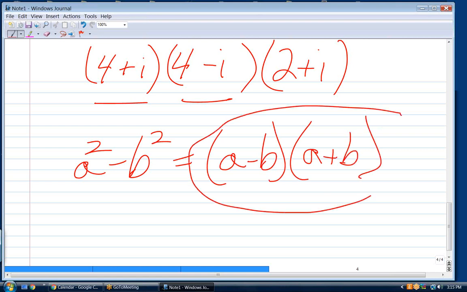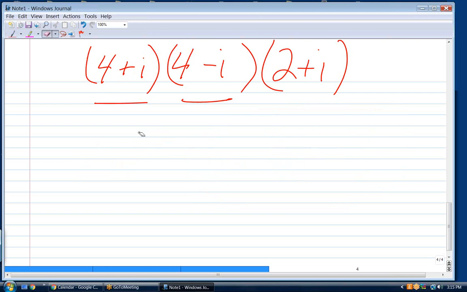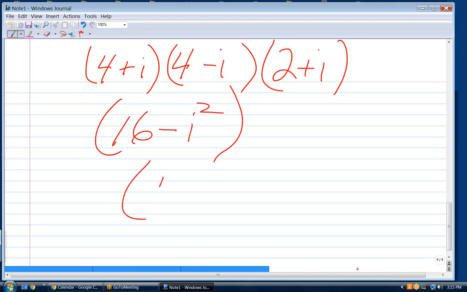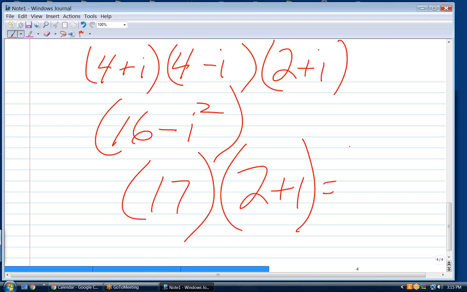And whenever you see this, it's worth noting that you're looking at the difference of squares factored, so to put them back together again is real easy. It's that squared minus that squared. So 16 minus i squared. And what is i squared? That would be negative 1. So it's 17, times 2i plus 1. Now I don't even have to FOIL it, I just have to distribute it.